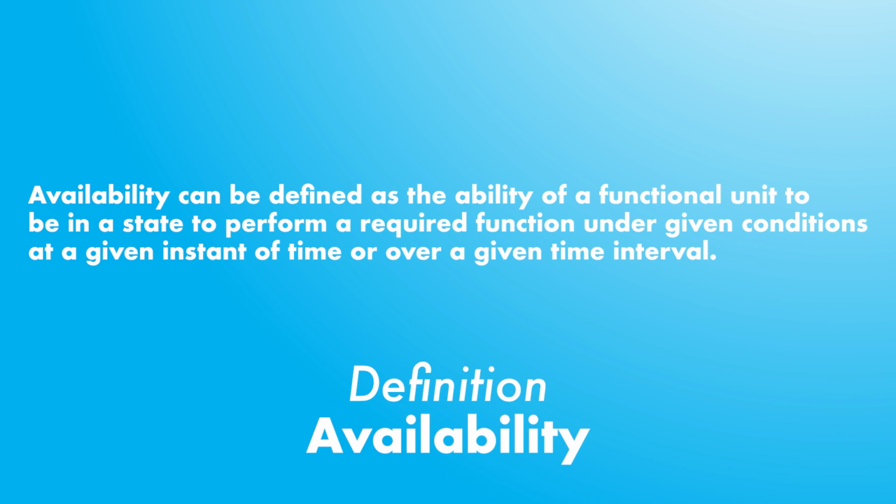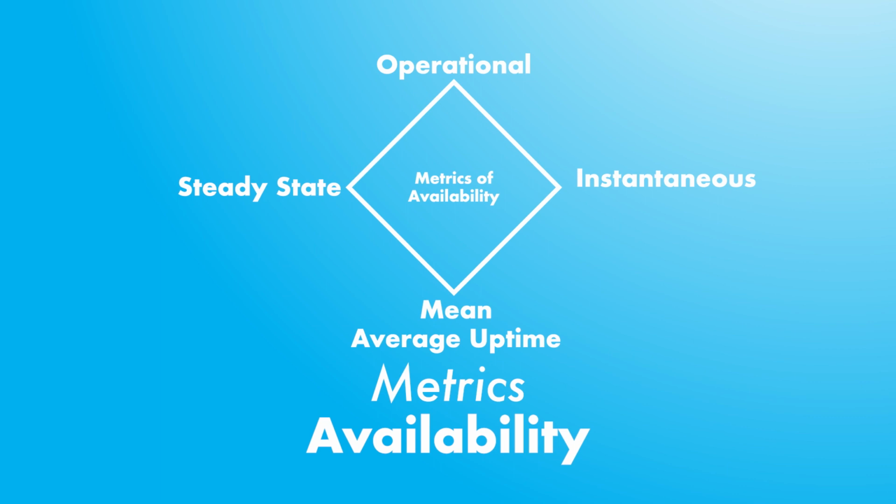So, for example, you can define availability for a given time instance, that's a type of availability, or you can define it for a given time interval, that's another type of availability. There are many possible metrics for availability, including operational availability, instantaneous availability, average uptime availability, and steady-state availability. To understand their calculation and implications is very important for choosing which of them to integrate in your analysis.